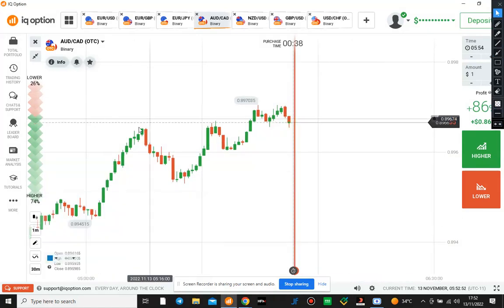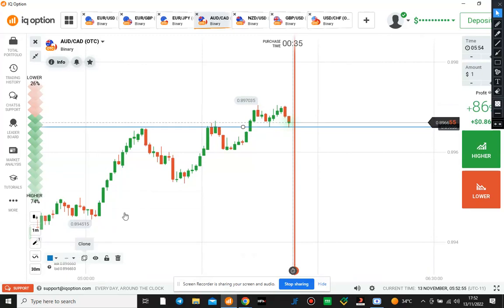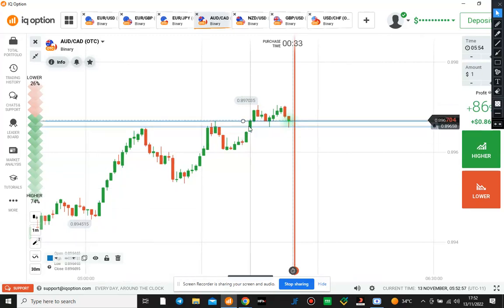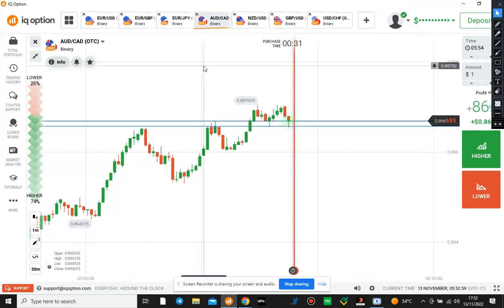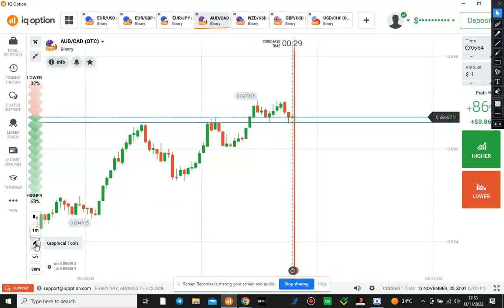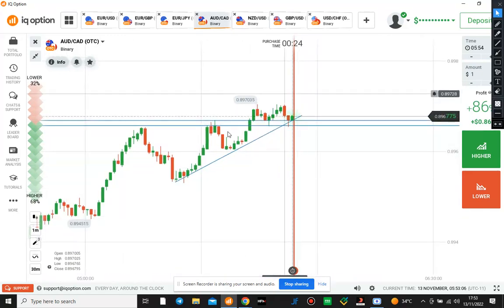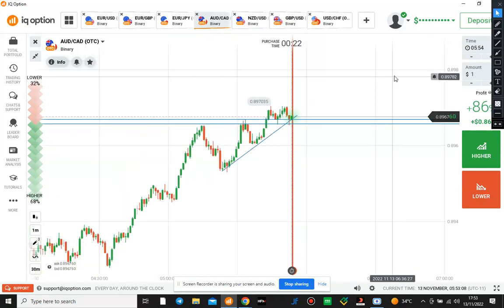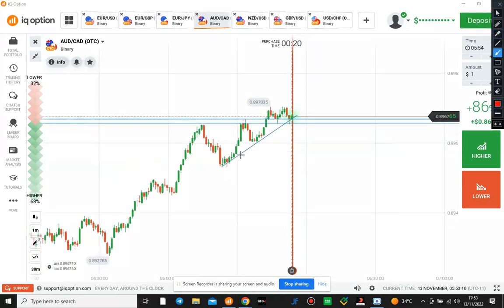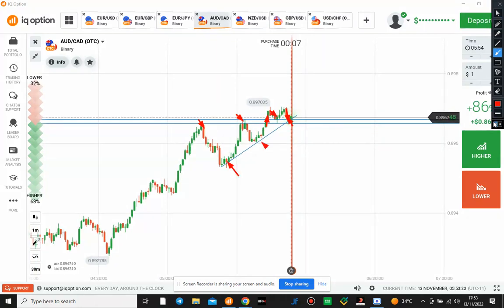Now how do you draw a resistance here? Okay, so this is how you draw a resistance. Then according to the price movement, we can see a bullish movement. The trend is still an uptrend. Here we have a resistance, the price breaks the resistance and it becomes support. Here again it's trying to become support. Here we have the support, and then this is the support level.